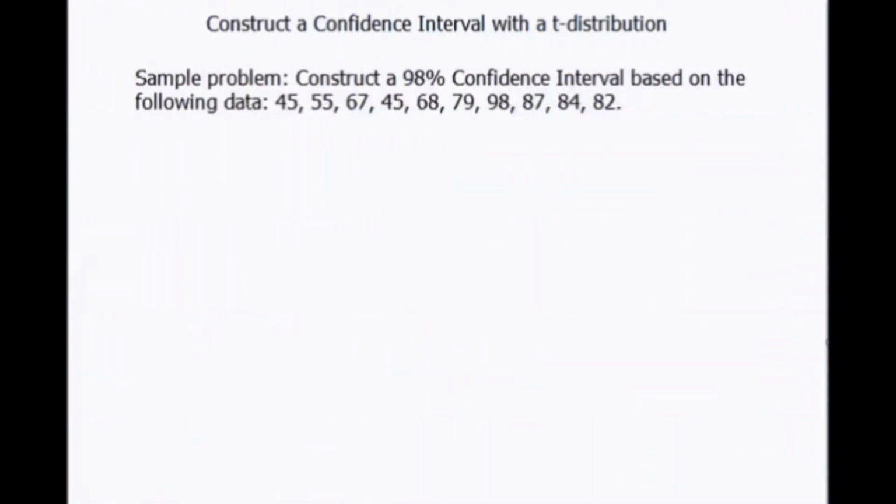Solve the problem here. We're being asked to construct a 98% confidence interval based on a set of data. This is the formula we're going to use. It's x bar plus or minus the t-score, and I'll show you how to find that in a moment, multiplied by s, that's the standard deviation of the sample, divided by the square root of n. n is the number of items in our sample. First we need to know the sample mean, that's our x bar.